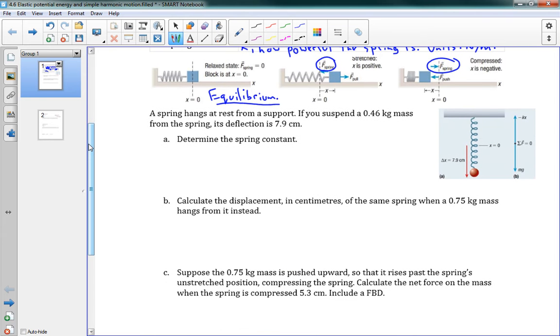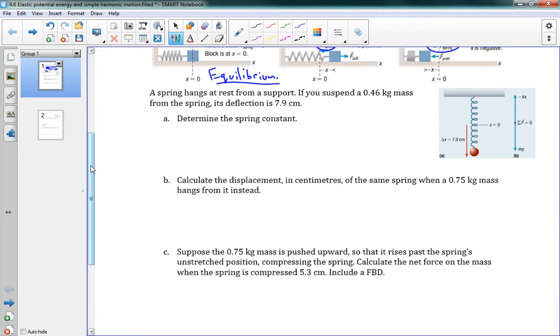Good. So we have a problem here. It says a spring hangs at rest from a support. If you suspend a 0.46 kilogram mass from the spring, its deflection is 7.9 centimeters. And deflection, that's just another word for its displacement. Okay, that's how much it's stretched. We have a picture of it to the right. We want to first determine the spring constant. The 0.46 kilogram mass is just hanging there, so it's at rest again.